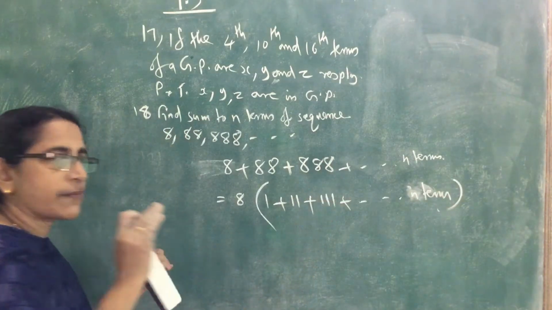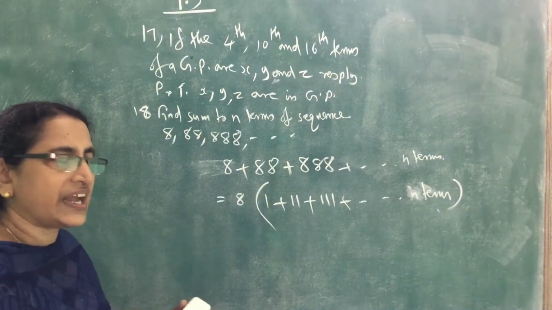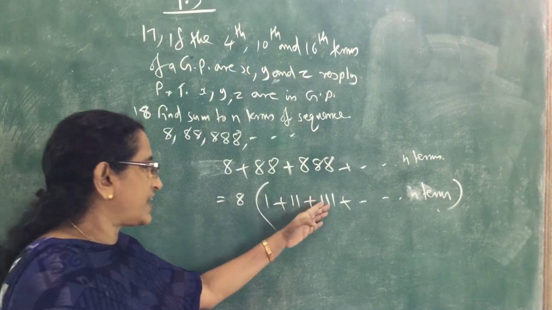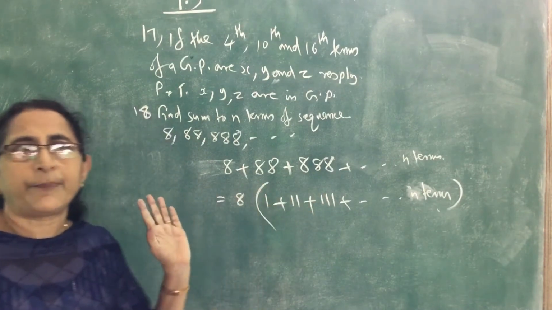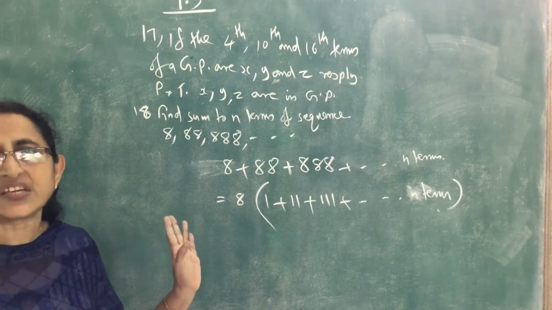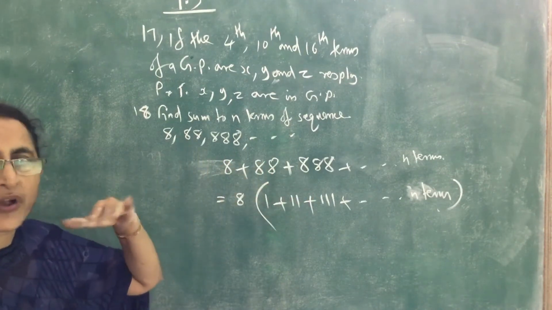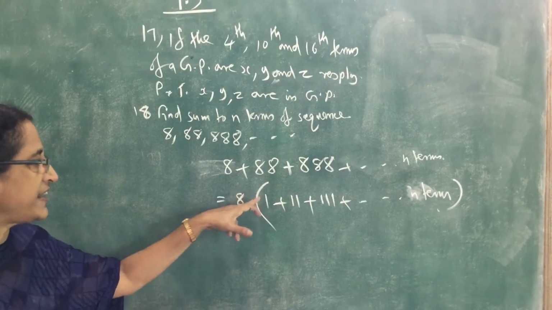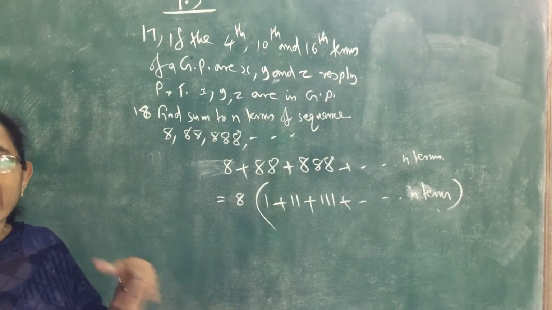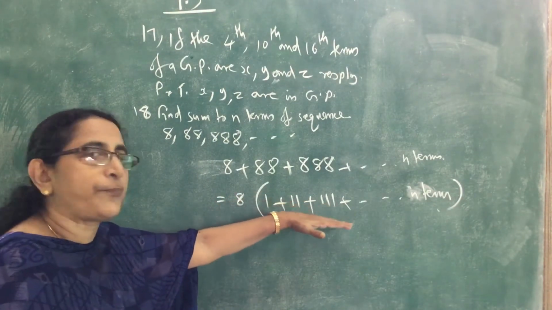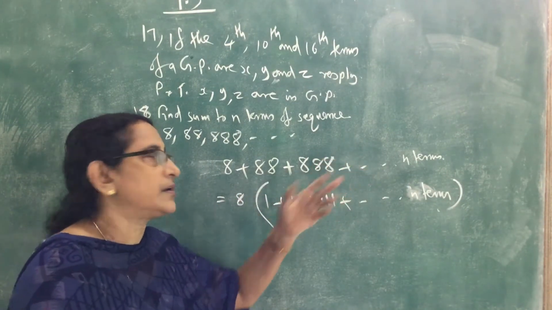We want to find the sum of n terms. Now see here also 1, 11, 111 is neither AP nor GP. So we have to do one more thing. We are going to multiply numerator and denominator by 9. Our aim is to make this a GP or AP. For that we are doing this.